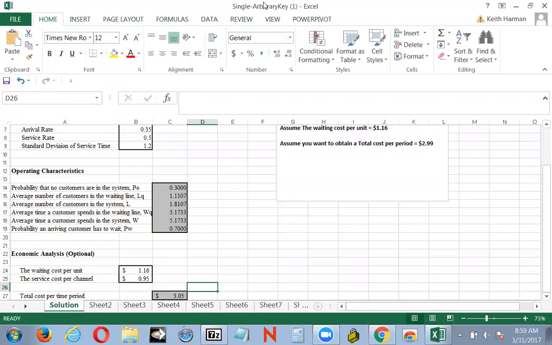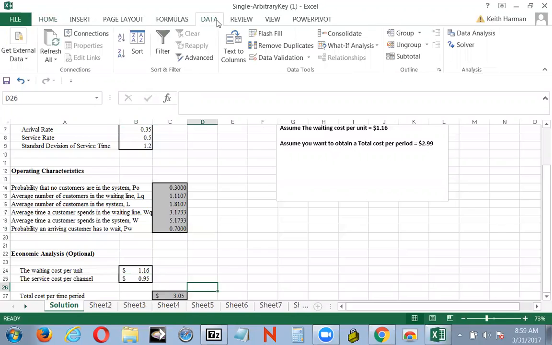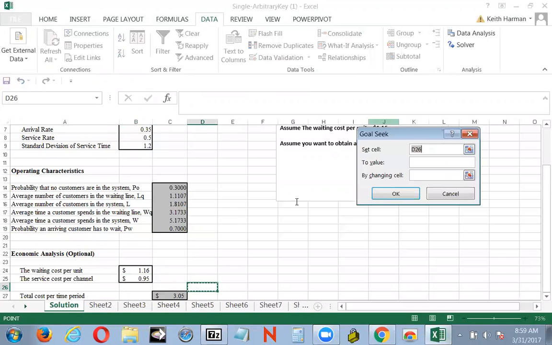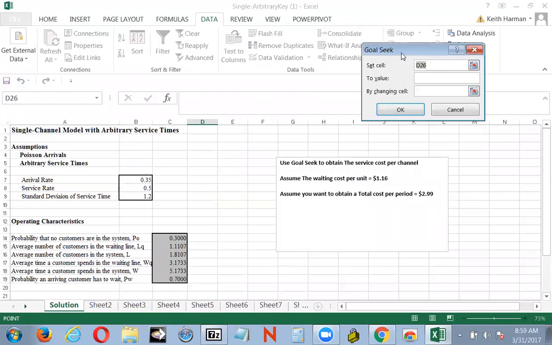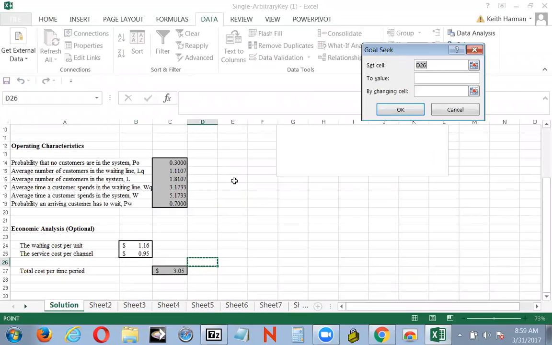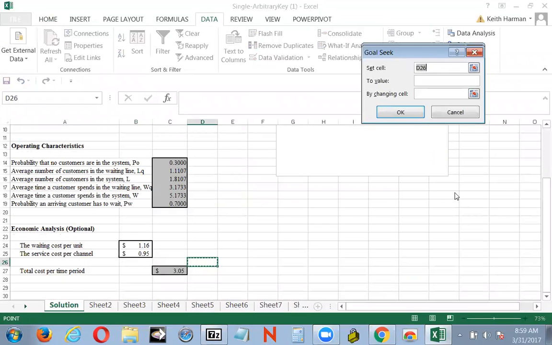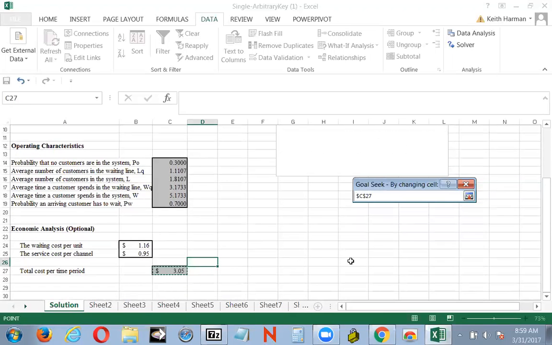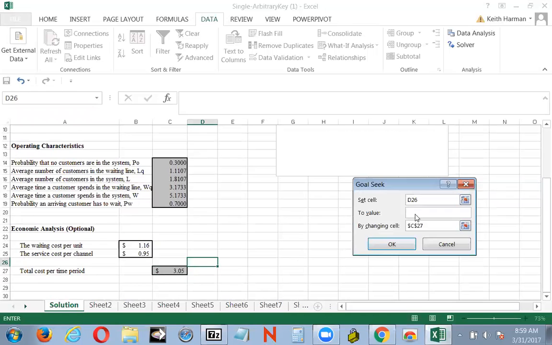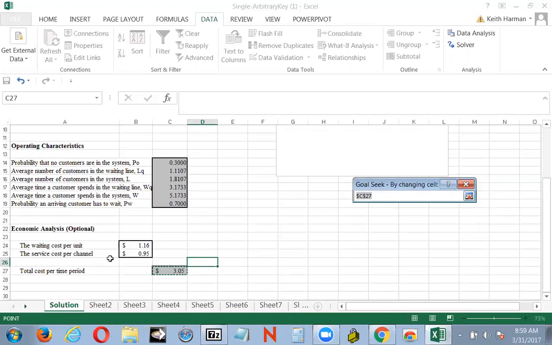Now I'm going to click data, I'm going to click what-if analysis, and I'm going to click goal seek. I'm going to assume the waiting cost per channel is $1.16, so that's good. So I'm going to set the cell total cost per period to 2.99 by changing cell B25, excuse me.